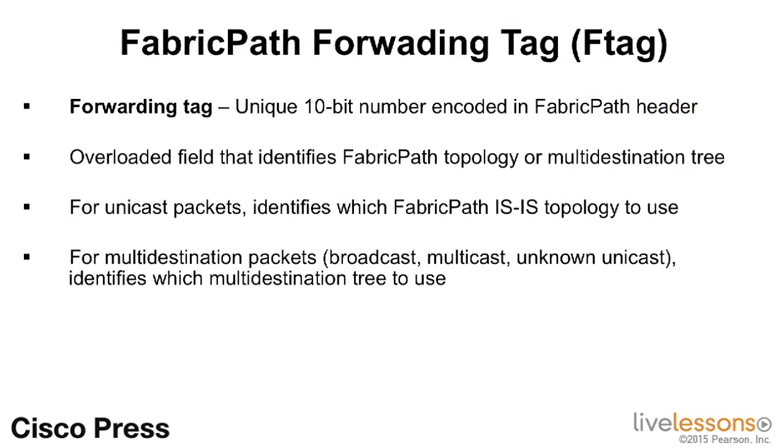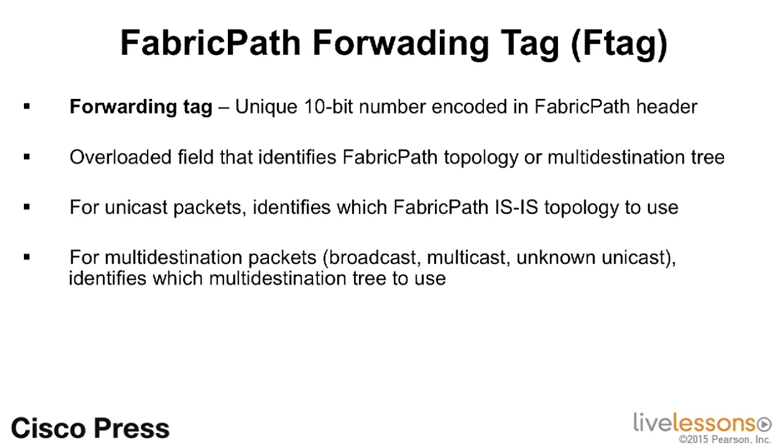Now let's talk a little bit about the FabricPath forwarding tag, or the F tag. The function of the F tag is determined by the type of frame, specifically whether the frame is a unicast or a multi-destination. In the case of a unicast frame, the F tag identifies and selects the FabricPath topology which the given frame should traverse. A single topology is supported, with a value of 1 assigned to it.